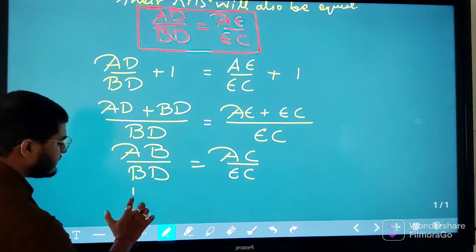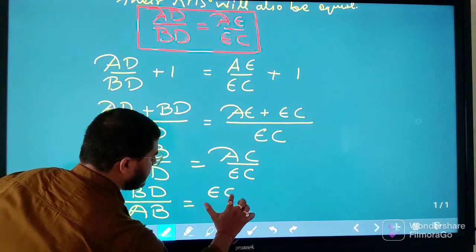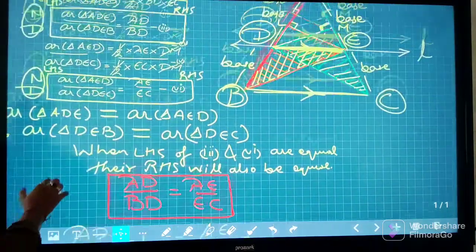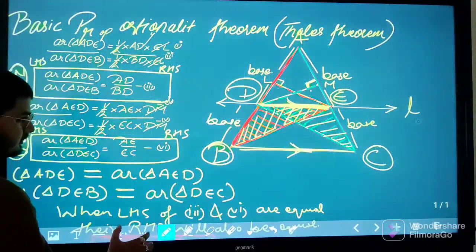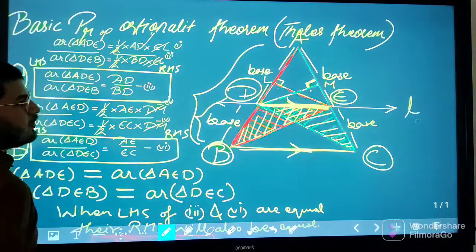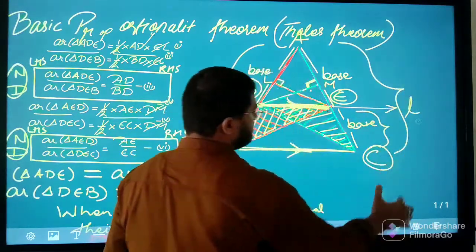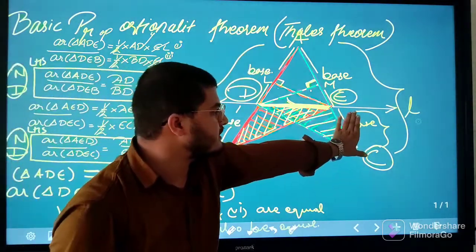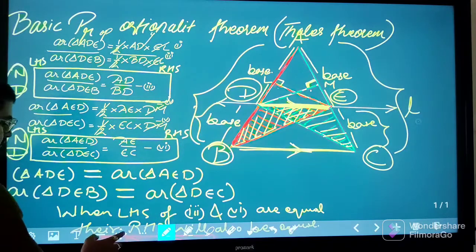Then we can take the reciprocal. So BD upon AB is equal to EC upon AC, which means that this portion BD divided by the entire side AB is equal to EC divided by the entire side AC. So that result can also be explained on the basis of Thales theorem.